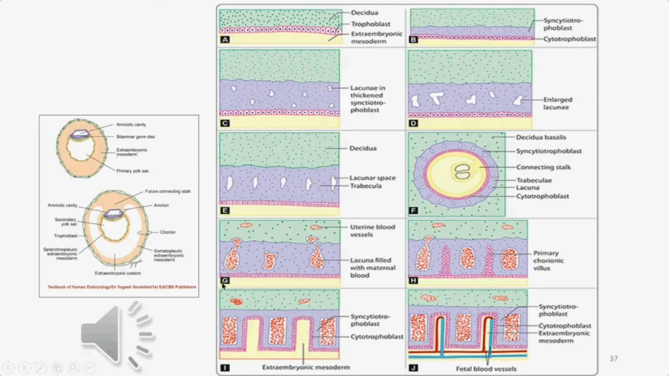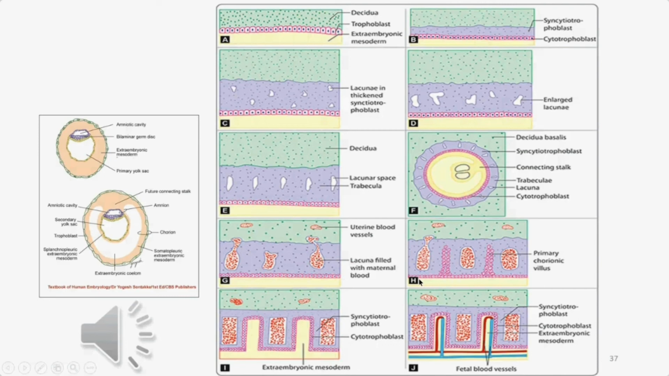Now come to the next figure. What happened? The lacunae are filled with maternal blood. From the decidua, the blood vessels are eroded and blood enters into the lacunae. So the lacunae are filled with the maternal blood.